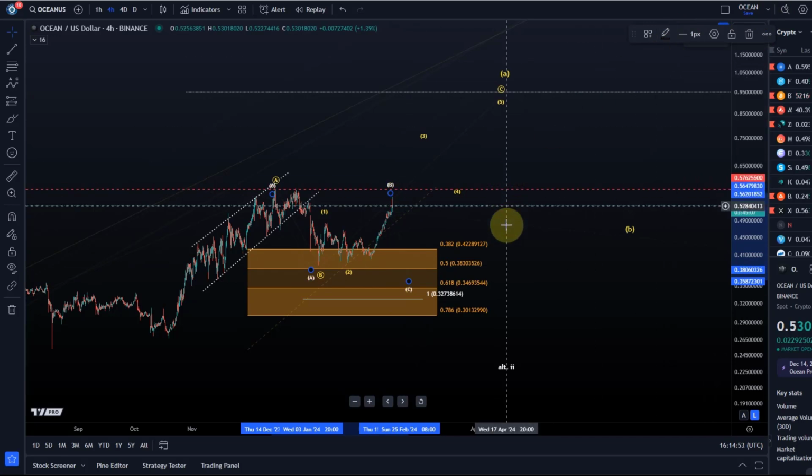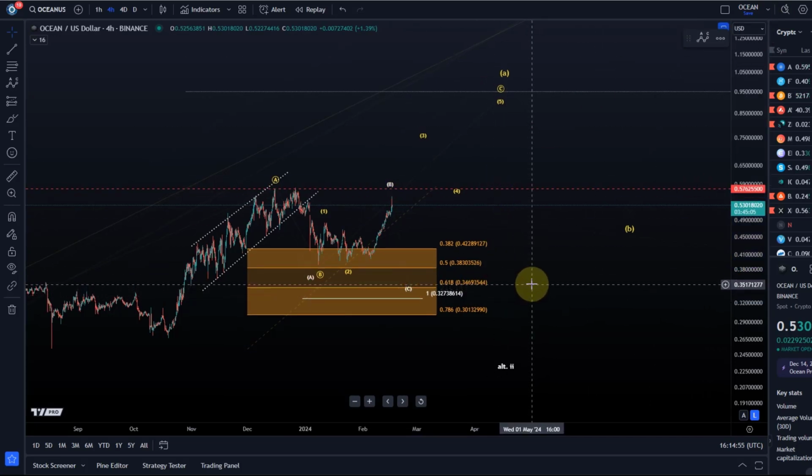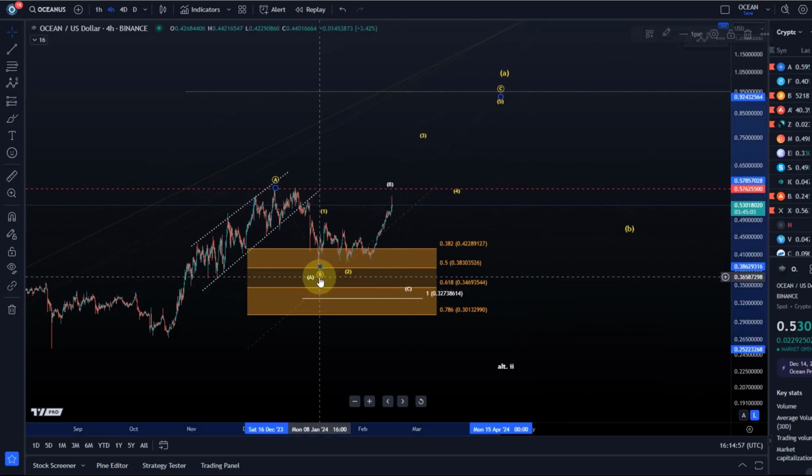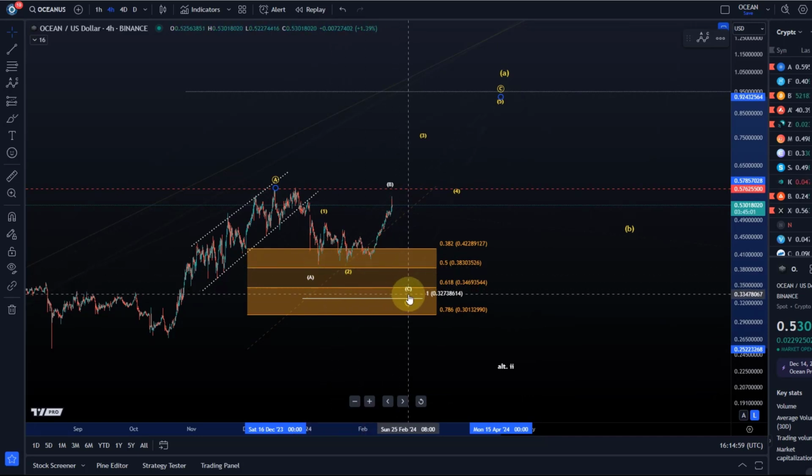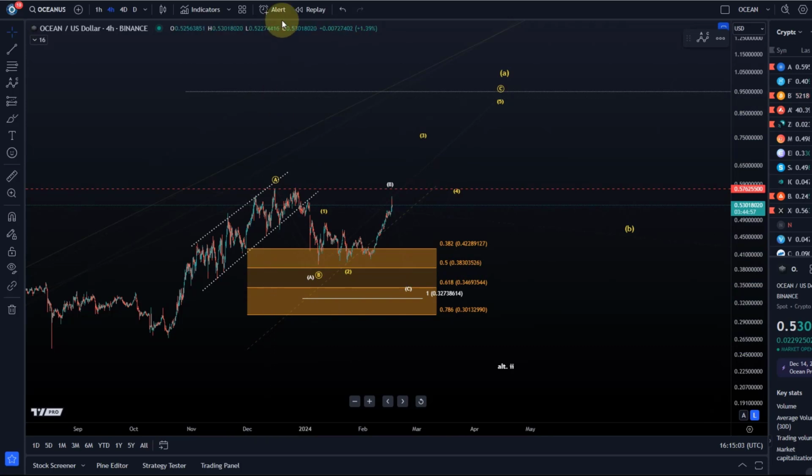I'm going to label that as a white alternative on the chart. Simply, it would just mean that this B wave is going to reset a little lower. I'm not primarily looking for that, but it is still possible. It would take a break below the last swing low to convince me that this is what's happening. And that would be at 40, as I said, 40.2, 40.3 cents.